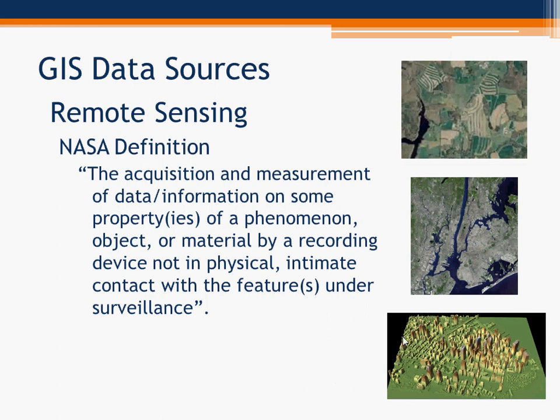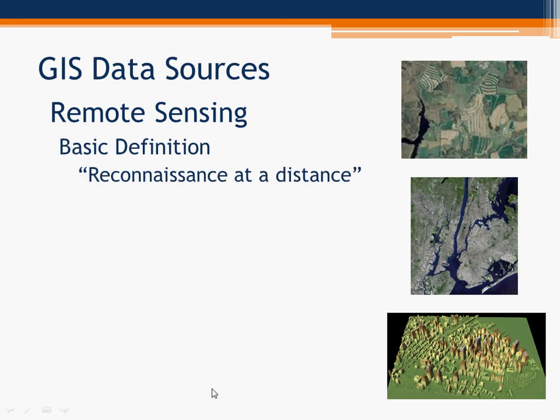If you take that concept of not being in direct contact with an object, you get taking a photograph. You get taking a digital photograph or a digital image with your camera. You get a satellite flying over the Earth and taking information about the Earth and recording it. So the really basic definition, of course, is reconnaissance at a distance, gathering of information at a distance. We're not in direct contact with the object.